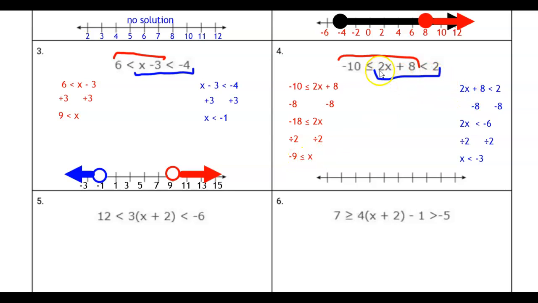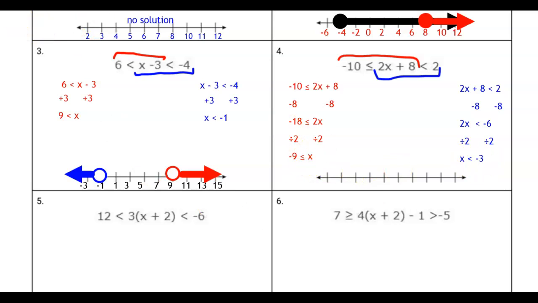I also get, starting at the 2x and ending at the 2, 2x plus 8 is less than 2. I, again, subtract 8 from both sides and divide both sides by 2. It's going to be the same procedure for solving on both sides because this 2x plus 8 isn't changed. At the end of the day, I get x is less than -3, so it's got to be less than -3, but greater than or equal to -9.